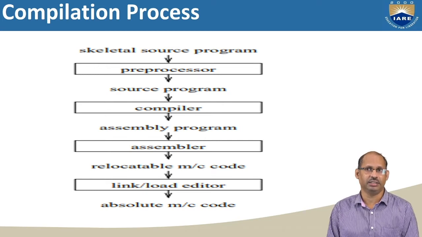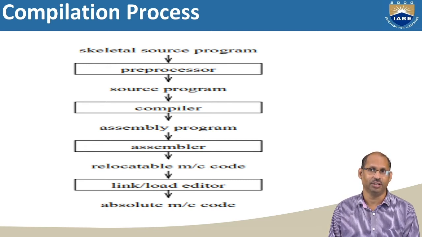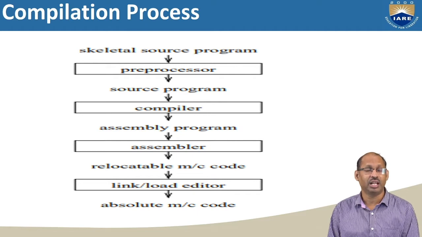Then we need a loader. Its task is to assign memory locations for each and every variable, for each and every statement, and for all the temporary variables, such that the machine code can be executed perfectly. It will take some inputs and also give some output. So we refer to it as absolute machine code, right? So this is the complete compilation process.